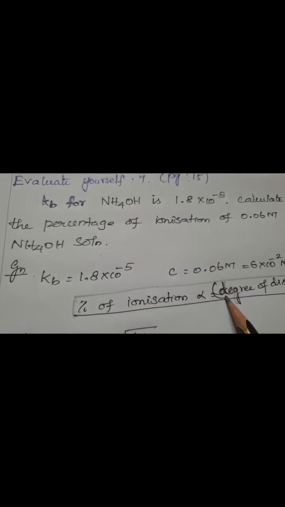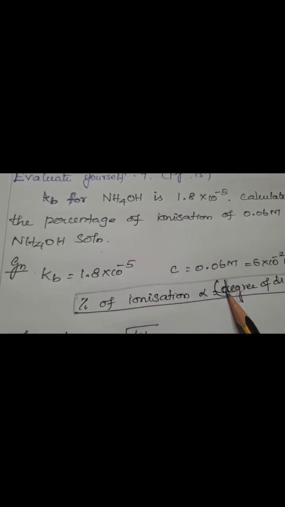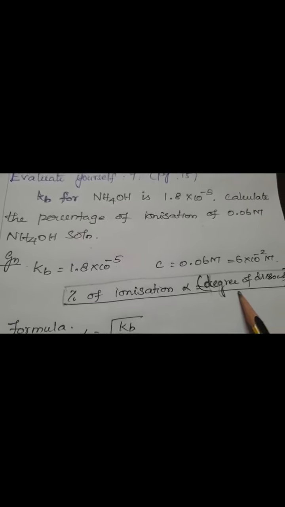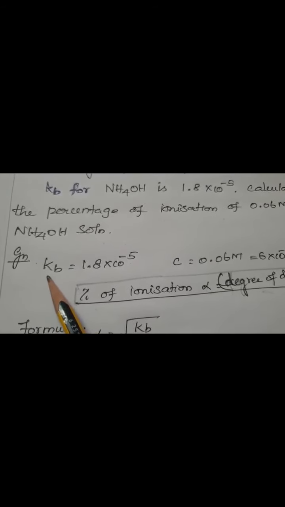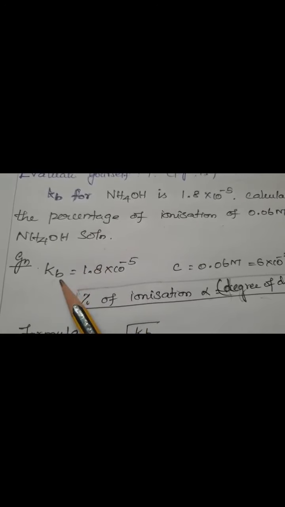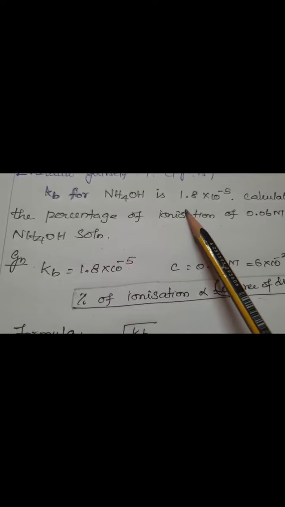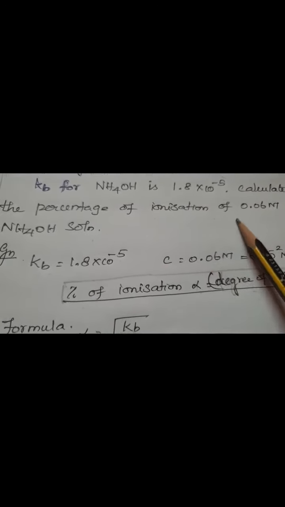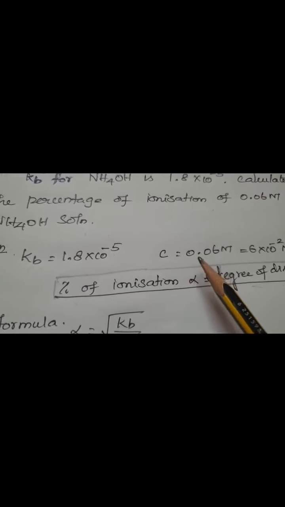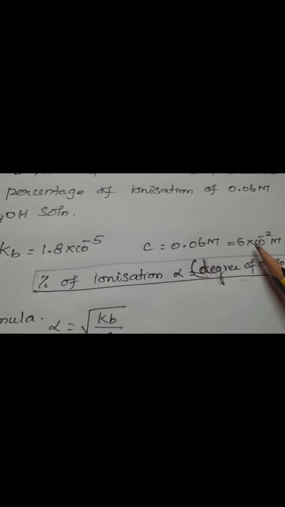Alpha means what? Already we studied in Ostwald dilution law, alpha represents the degree of dissociation. So you have to calculate the degree of dissociation in terms of percentage. First, write the given data. Kb, the dissociation constant for a base, ammonium hydroxide is a base, is given in the problem as 1.8 into 10 power minus 5. Then the concentration is also given for ammonium hydroxide, 0.06 M. You can write it as 6 into 10 power minus 2 M.